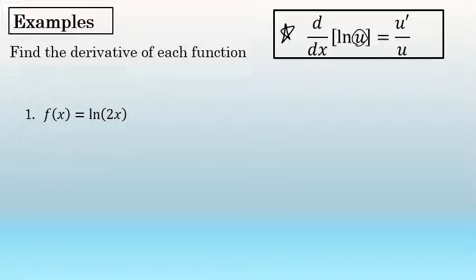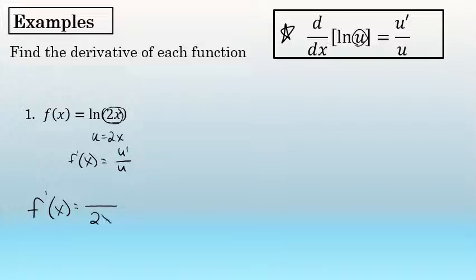Well, if we apply the formula, the u would be the 2x. We're taking the natural log of 2x. And then this derivative would have the form u prime over u. So if f of x equals the natural log of 2x, the derivative of f of x is, well, the u, what you're taking the natural log of, unchanged, goes in the denominator. And in the numerator is u prime. The derivative of 2x is 2.